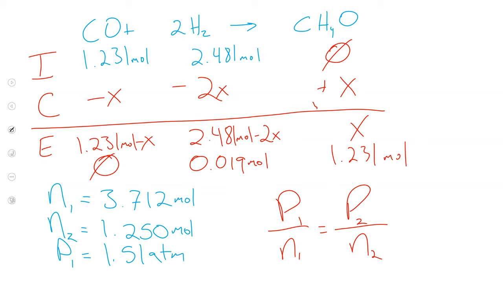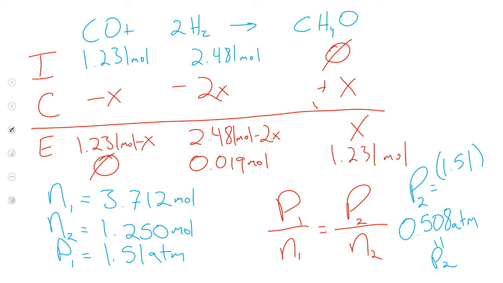So once again, we have three out of the four pieces. Solve for P2. We get a number that's roughly a third of what we started with, something close to 0.5. What do we get when we plug everything in and solve it? Just so everybody has some closure before we're done for the day. 0.508. All right.